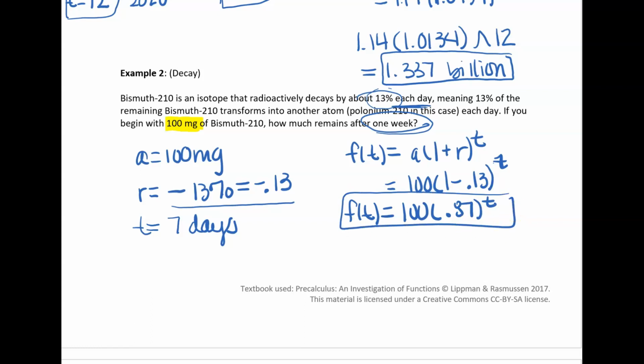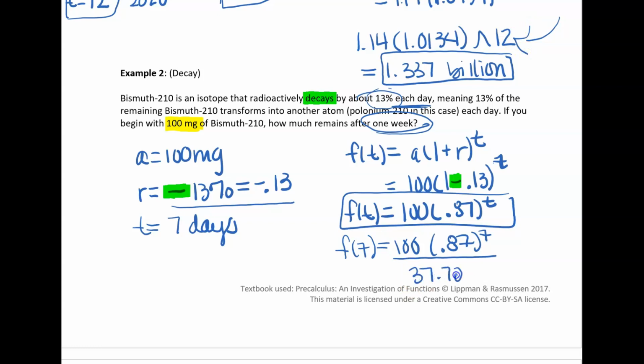So this one's a little bit different because it is decaying, our rate is negative. So that's where this negative came from. And then it says find it after 1 week. So we would say f of 7 is equal to 100 times 0.87 to the 7th. And when you type all that in, you want to type that in your calculator just like what we saw up here. And this gives you approximately 37.726 milligrams.